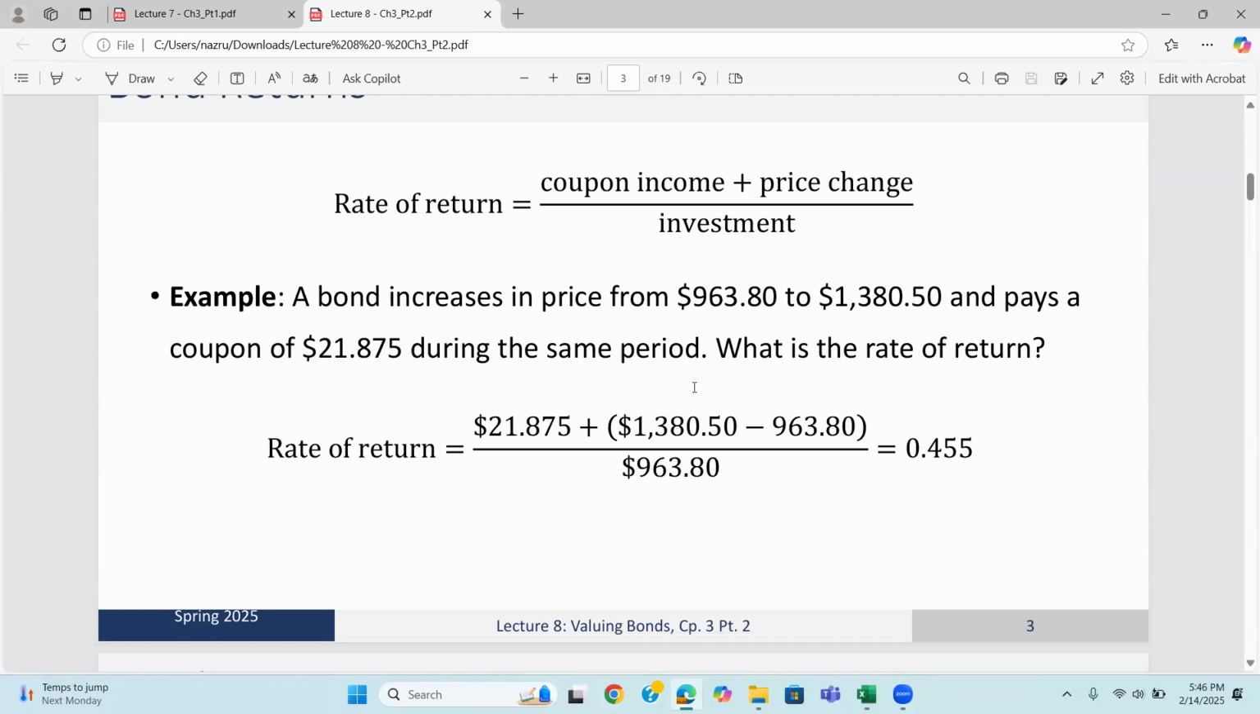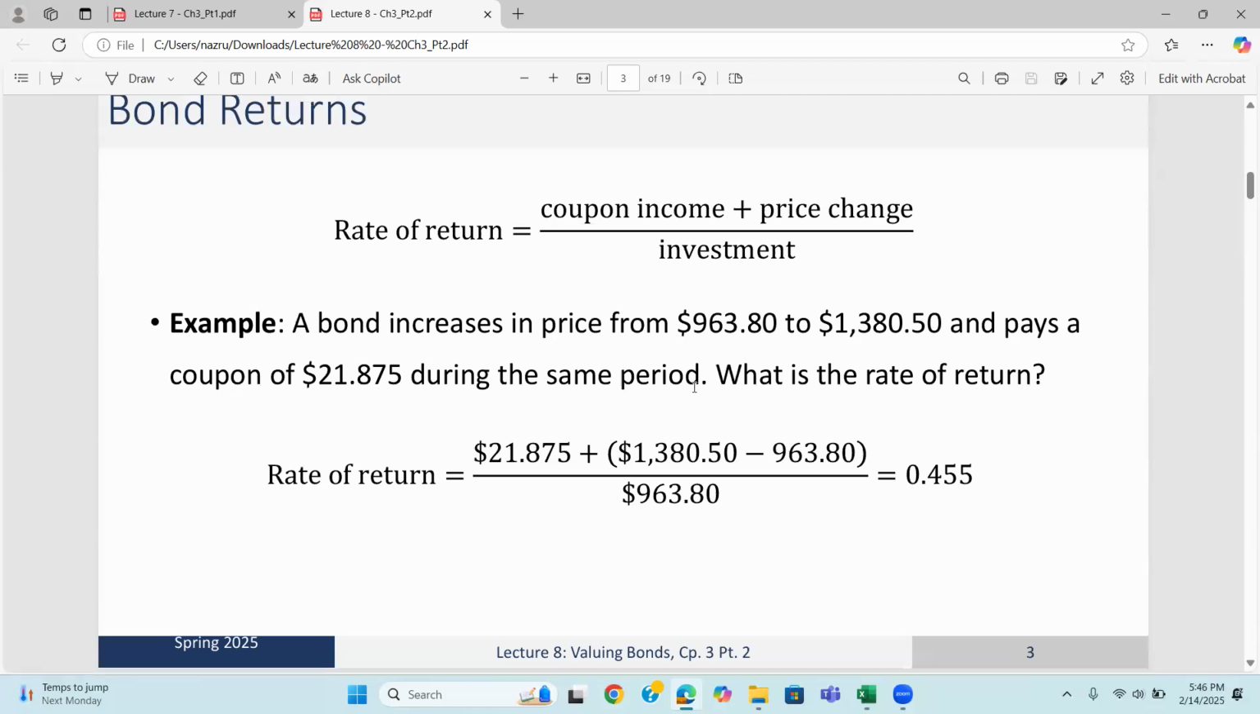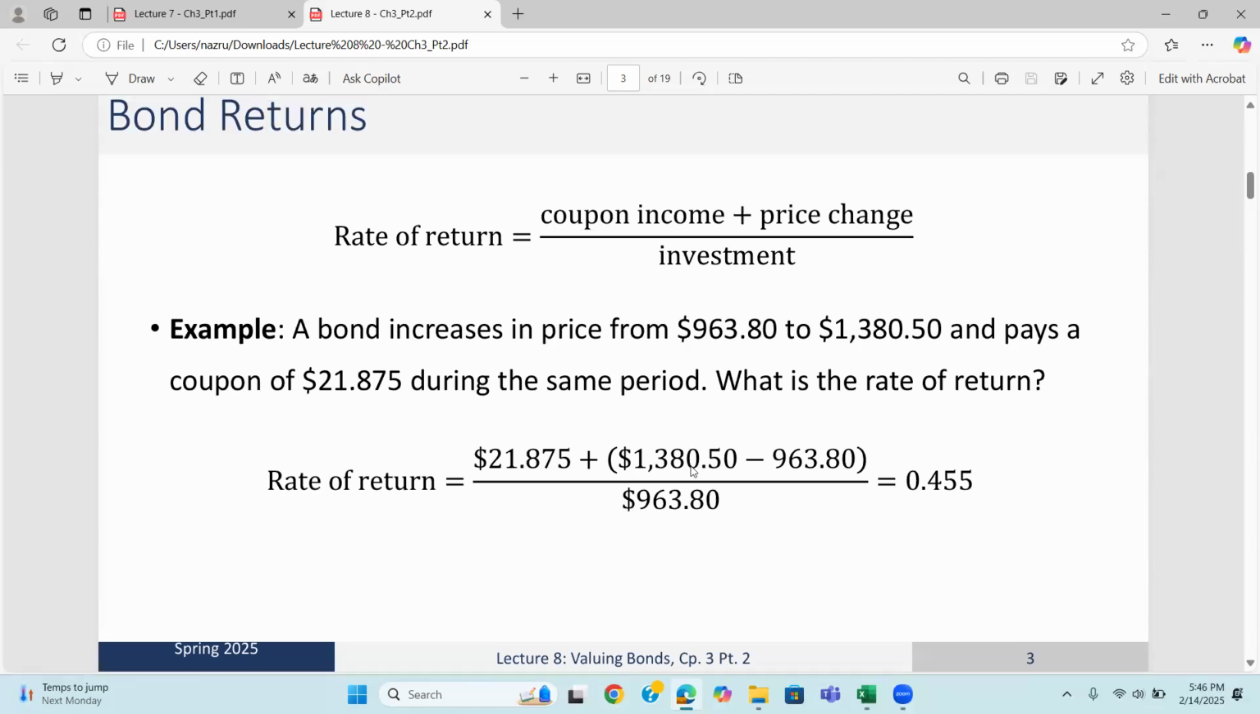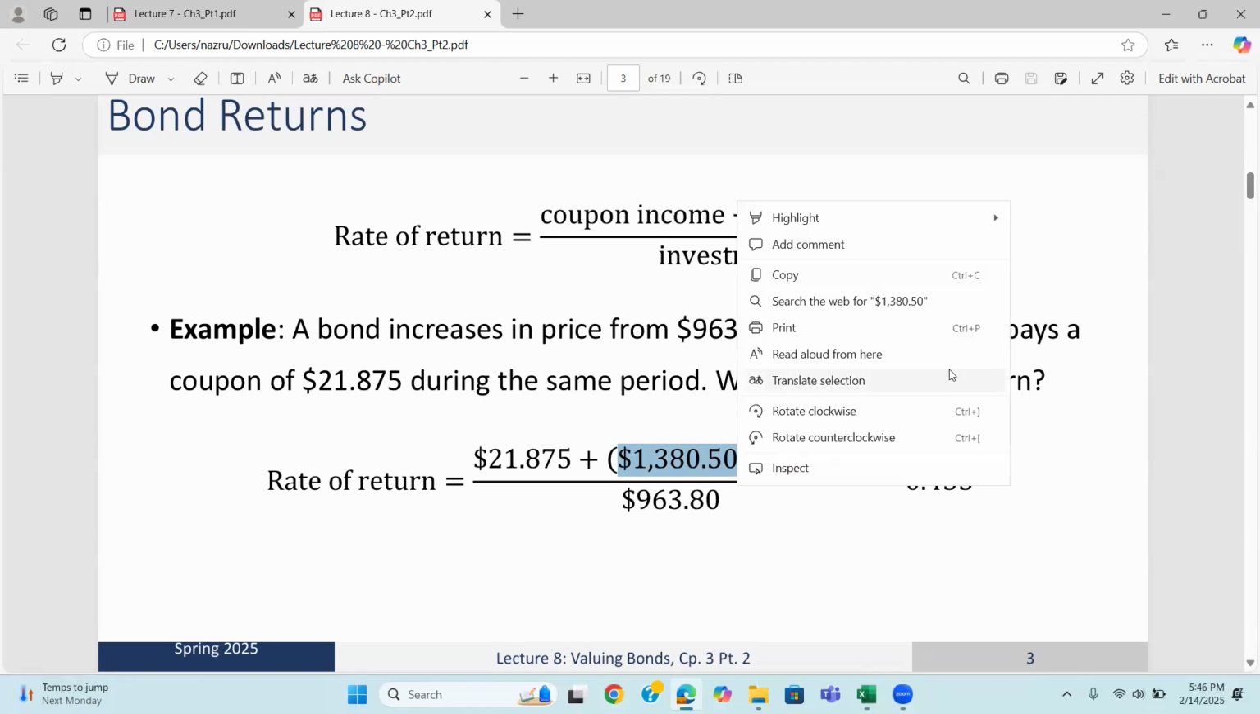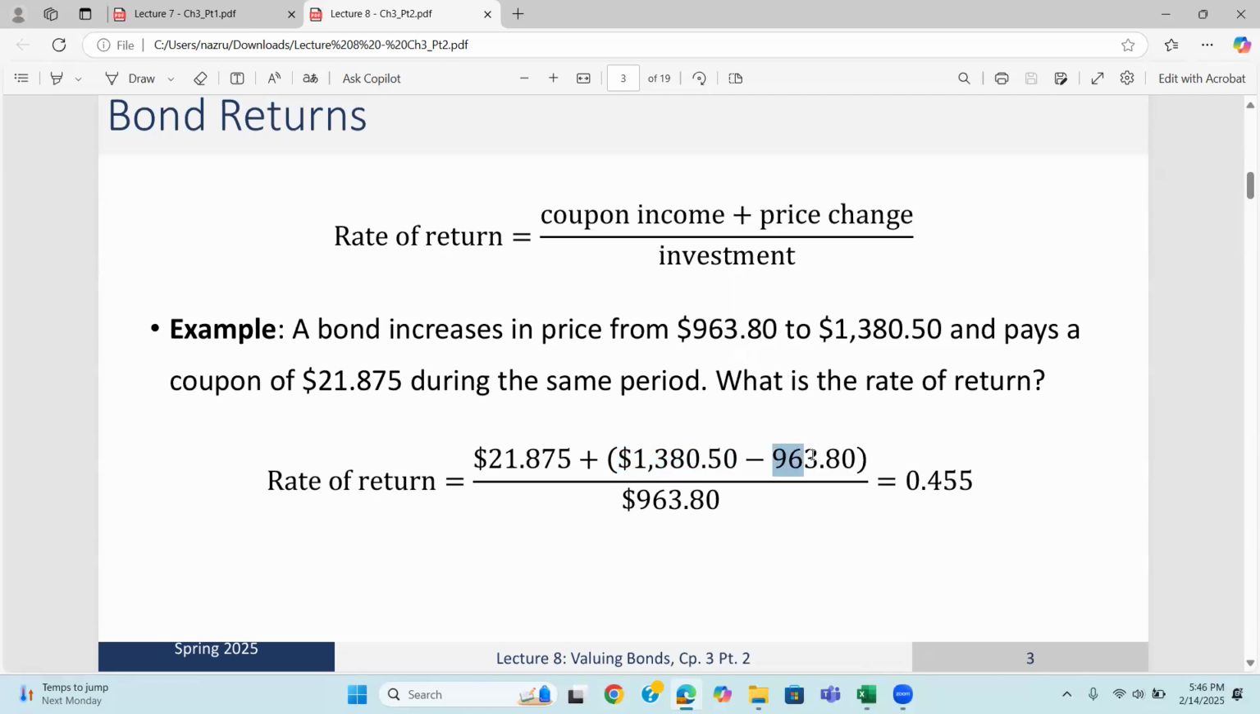So this is a very straightforward formula for calculating rate of return, where we have to take the change of bond price. This one is your new price, the price after 1 year, and this is, sorry, your base price from today, and you take the difference and divide it by today's investment, and you add the bond payment, right? And when you calculate this, you get the rate of return.